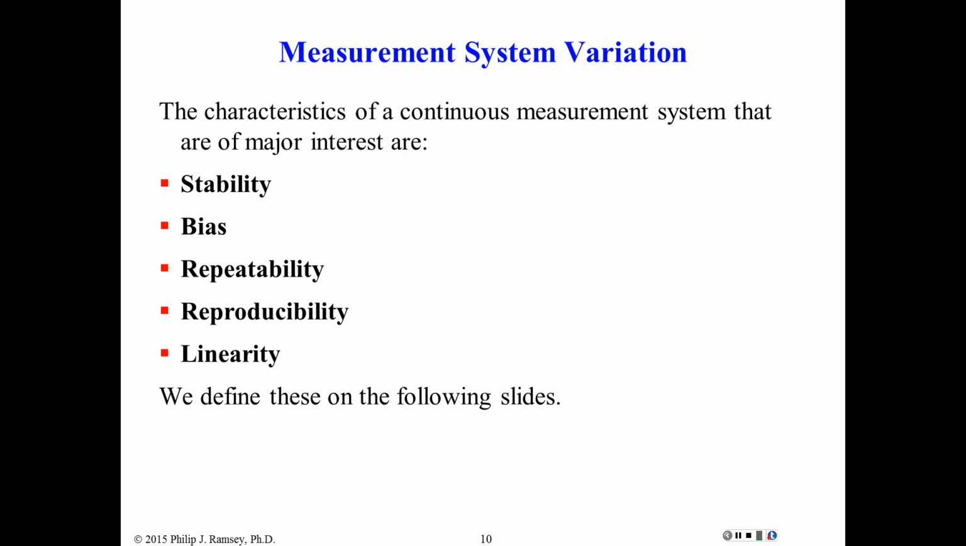And then finally there's something called linearity, which very simply is, over the operating range of the gauge, if there is bias, is the bias consistent? Okay.